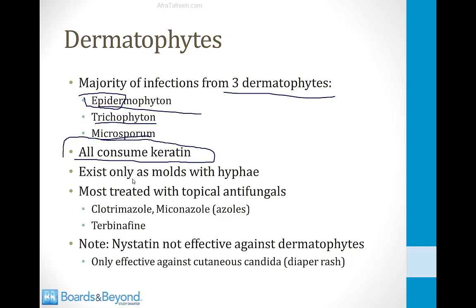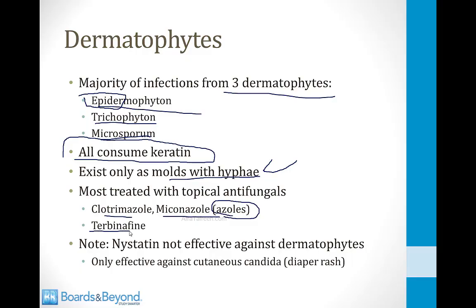A very important thing to remember, this can be helpful on board exams, is that these exist only as molds with hyphae. So you're never going to see budding yeast or anything like that on a biopsy or a specimen of these. You're always going to see hyphae. Most of them are treated with topical antifungals like clotrimazole and miconazole. These are members of the azole family of drugs. Some of them are treated with another drug called terbinafine.